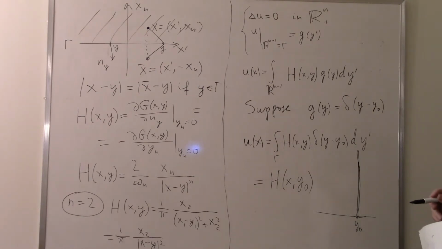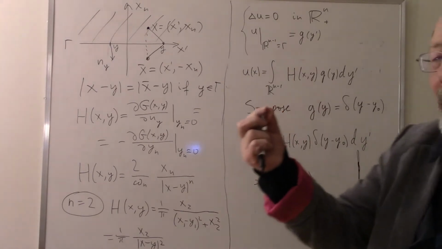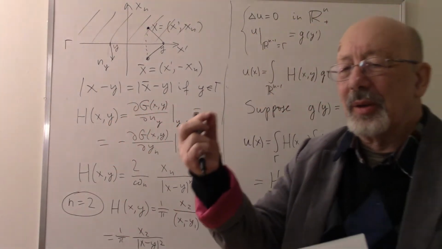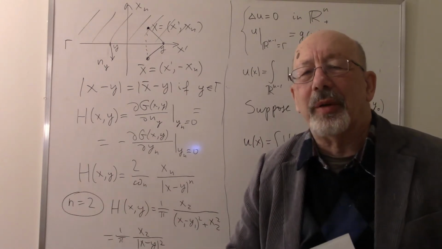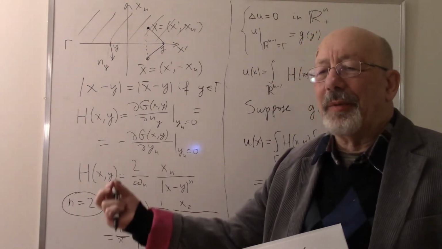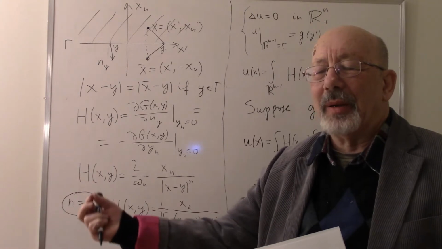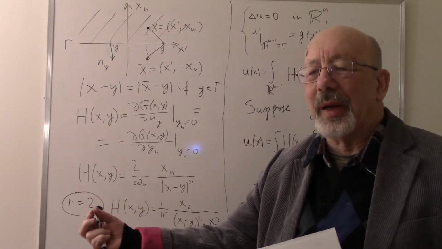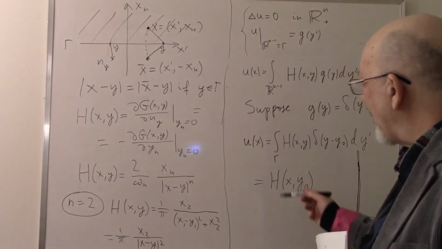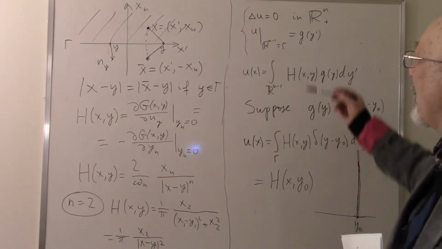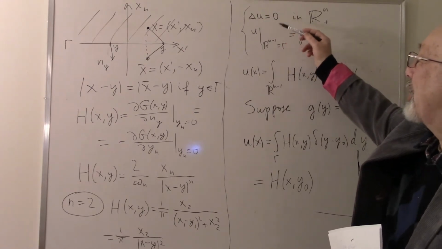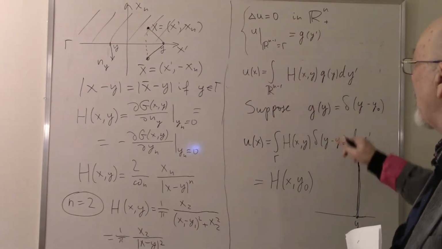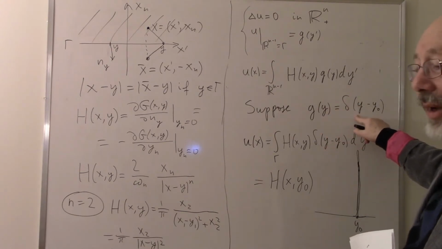Very good. So this is the meaning of the Poisson function. If the Green's function is the result of solving the equation with 0 on the boundary and the delta function at the point x in the right hand side, then the Poisson function is the result of solving this problem when the Laplacian is 0, so it's a harmonic function, but on the boundary it is a delta function at some point.